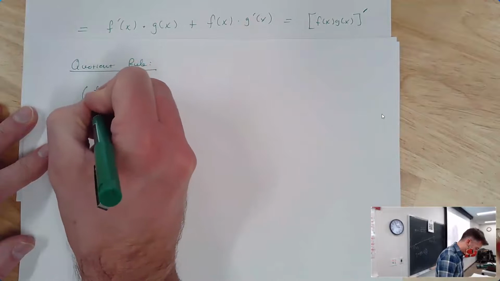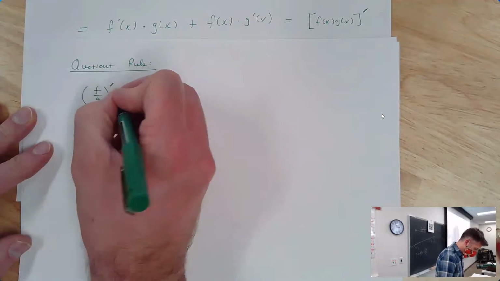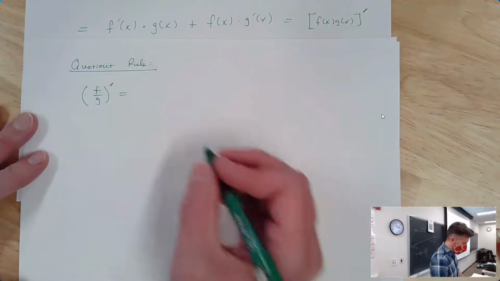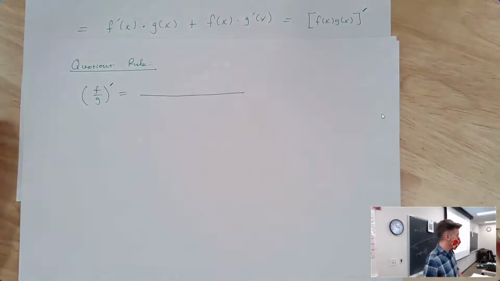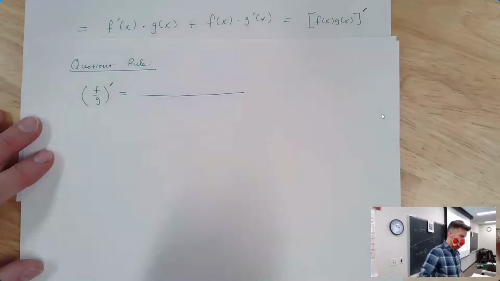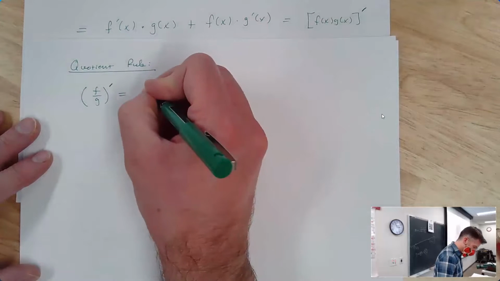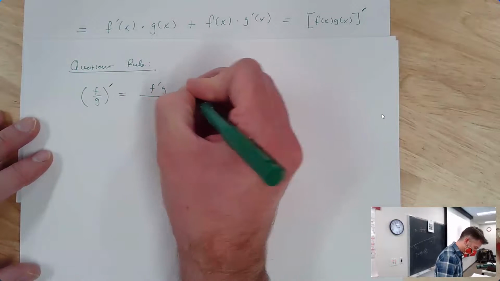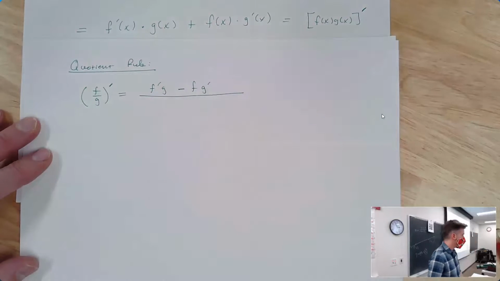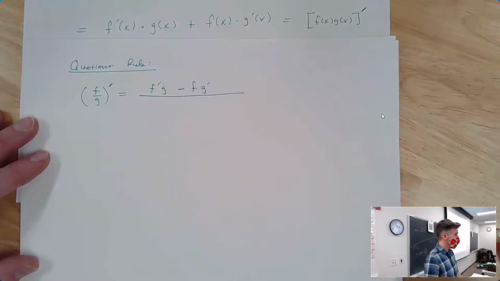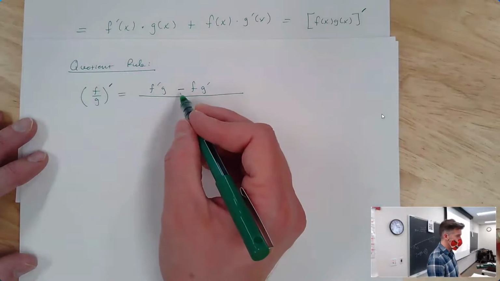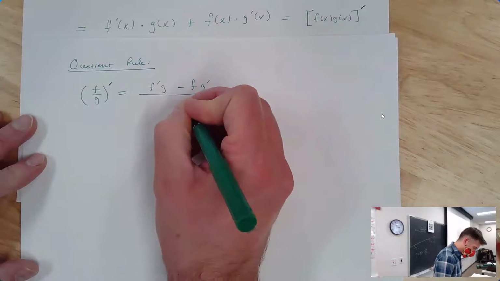Derivative of f divided by g is equal to, check out how the top of this is almost exactly the same as the product rule. It's f prime g minus f times g prime, which is almost the same as the product rule, just the sign is different. Divided by g squared.